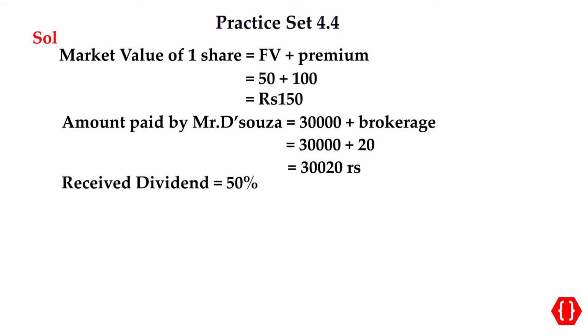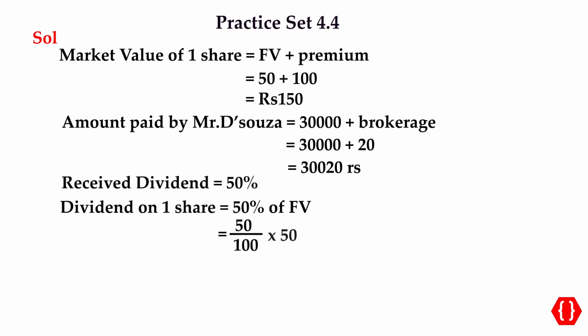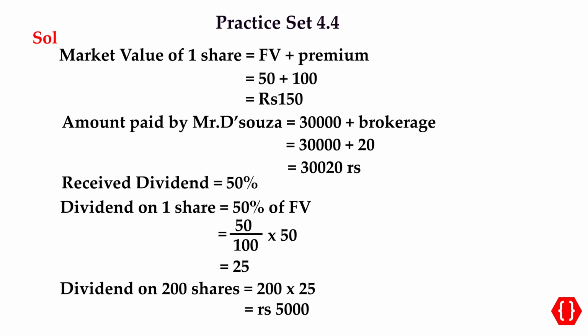The received dividend is 50%. Find out the dividend on one share, that is 50% of face value. So we will get 25 as dividend on one share. Dividend on 200 shares will be 200 into 25, where 25 is the dividend of one share. We will get 5,000 rupees.